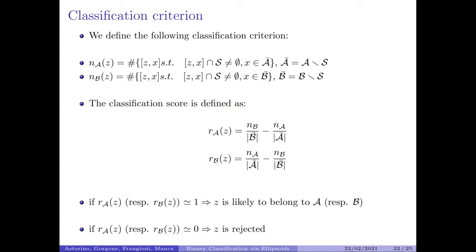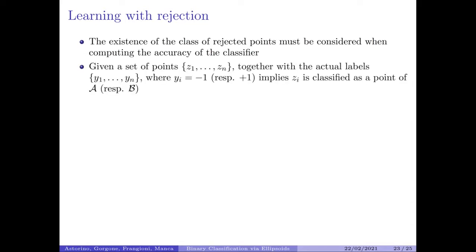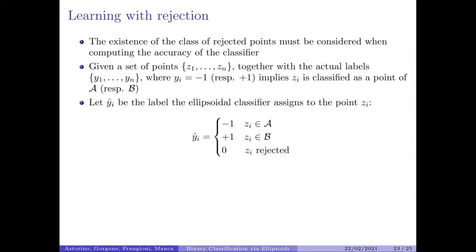The fact that we have this rejection zone, the rejected points in the classification process, implies that we have to consider it when computing the accuracy of the classifier, because we don't want the classifier to reject too many points, or every point, and not be able to classify anything. So, for example, if we have a set of points for which we want to compute the accuracy of our classifier, we know if these points are points of A or points of B according to a certain label. Then our classifier assigns a label which can be minus 1, plus 1, or 0, because the point can be classified as a point of A, classified as a point of B, or rejected.